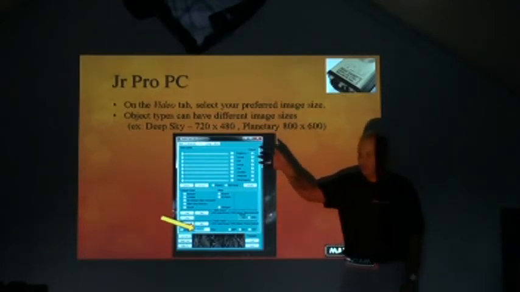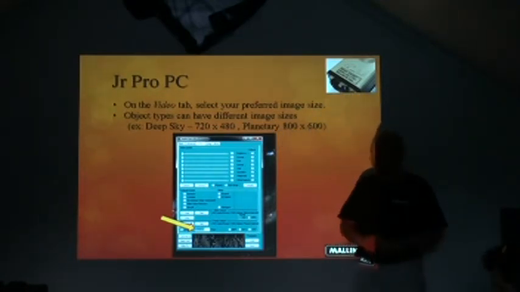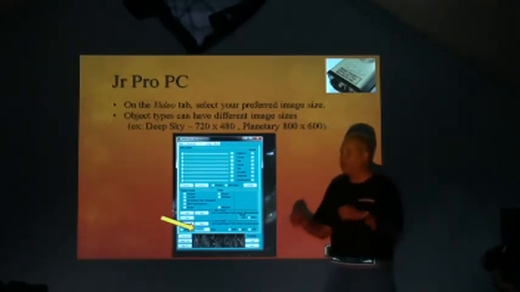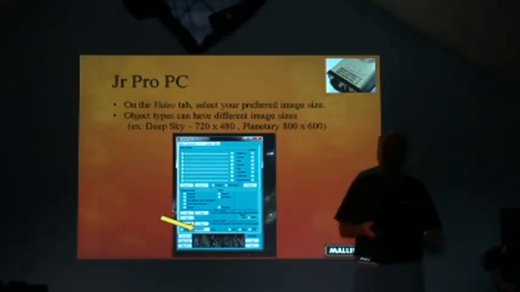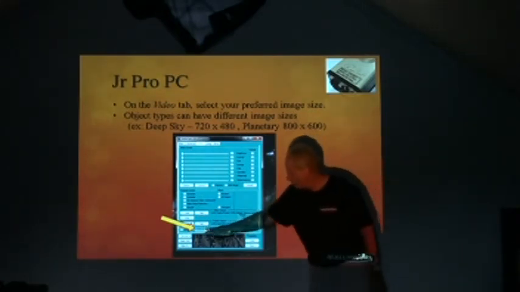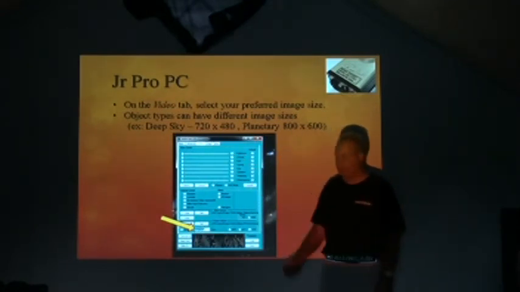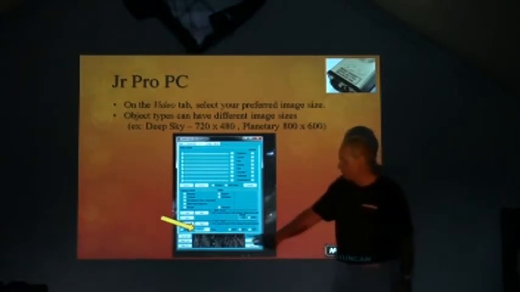Remember those presets at the beginning where we said deep sky, planet, lunar, and stuff? A lot of people were saying when I do video for planets, I use 640 by 480, but when I do pictures of deep sky, I like 720 by 480. So this setting here will not be saved in the config tab. This will be saved with presets.